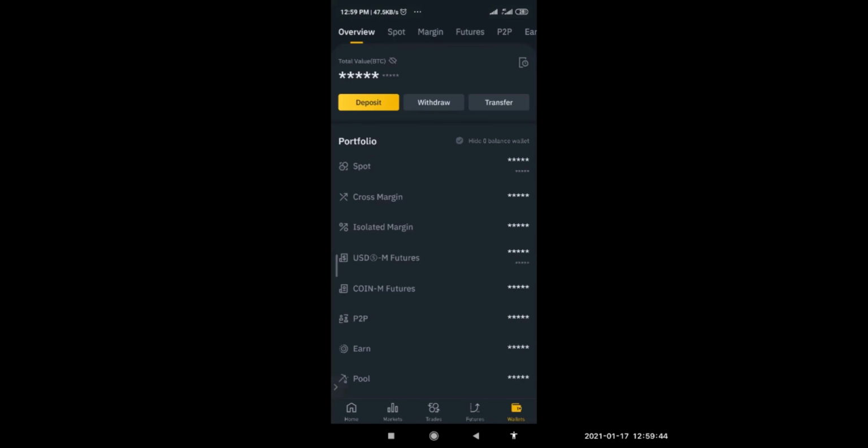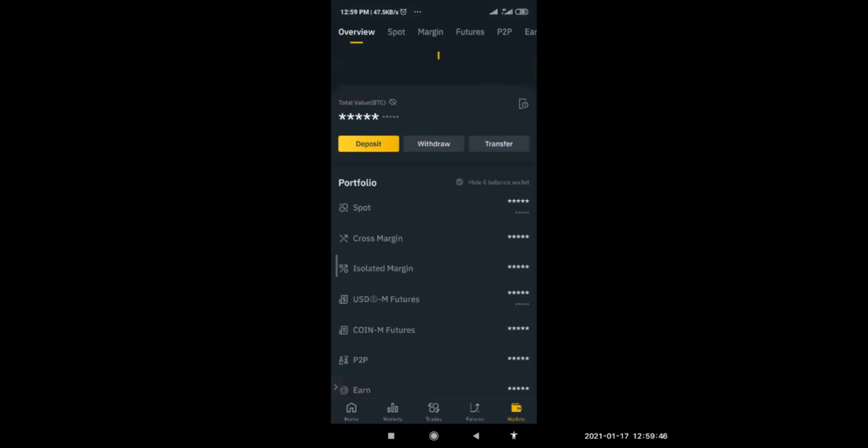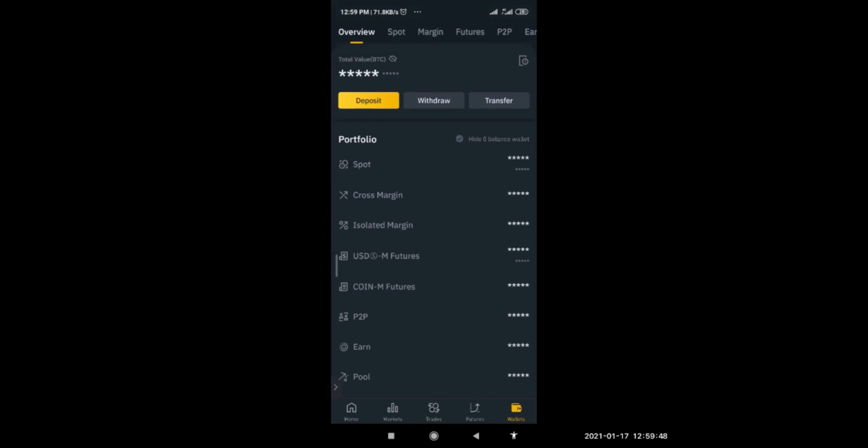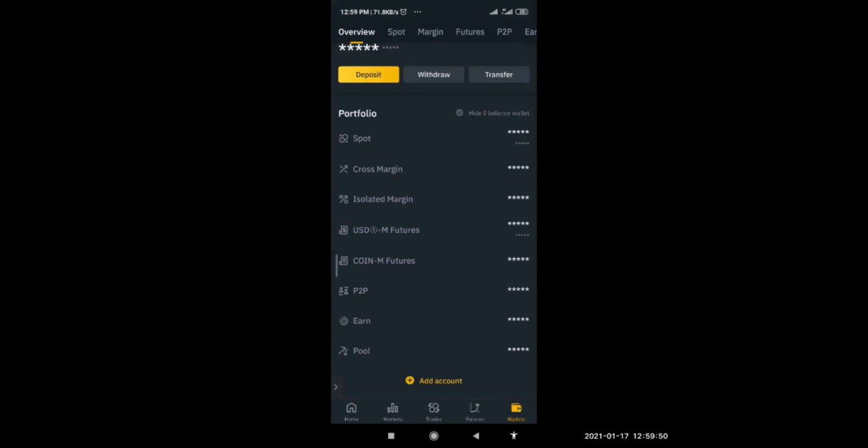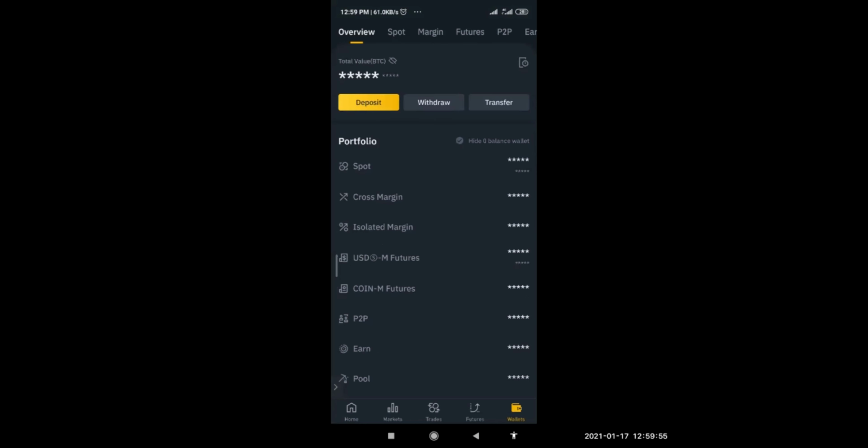So just click overview. That's the general wallets. We have one spot, cross margin, isolated margin, this futures, P2P, and everything. So the total of your portfolio is what you see here.